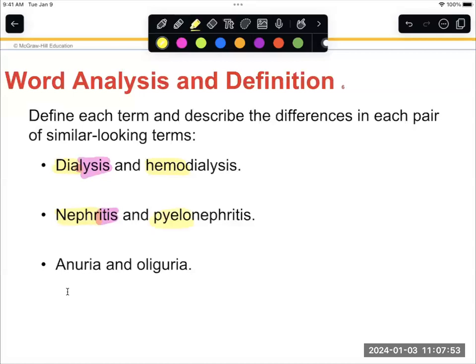Anuria. An is that prefix for lack of. Urine, ia is a condition, and anuria means an absence of urine production. Oliguria, there's no prefix. We have the root or combining form, or just the root word, and that means scanty. So oliguria means scanty production of urine.